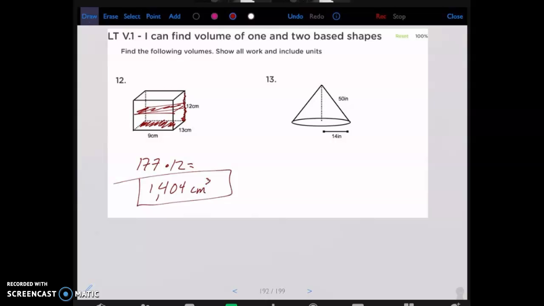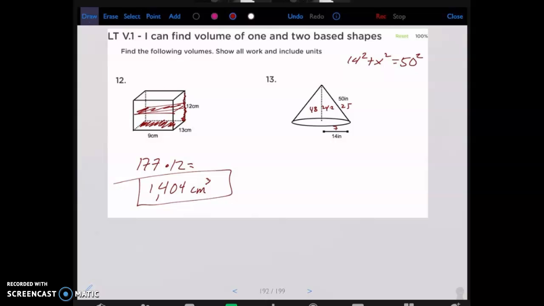This cone's a little trickier. It was an easy one for the surface area, but it's a little trickier for volume because we need to find the true height. But luckily, this is just a 7, 24, 25 triangle. 25, 24. So 24 times 2 is 48. So that's one way to do it. You could also do 14 squared plus x squared equals 50 squared and solve for the true height that way.